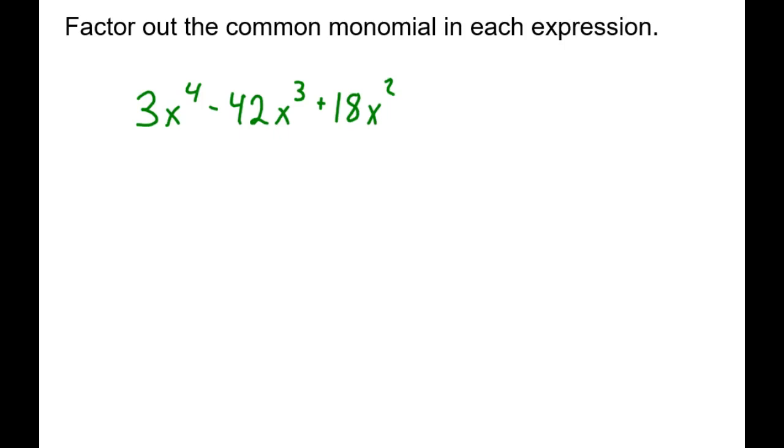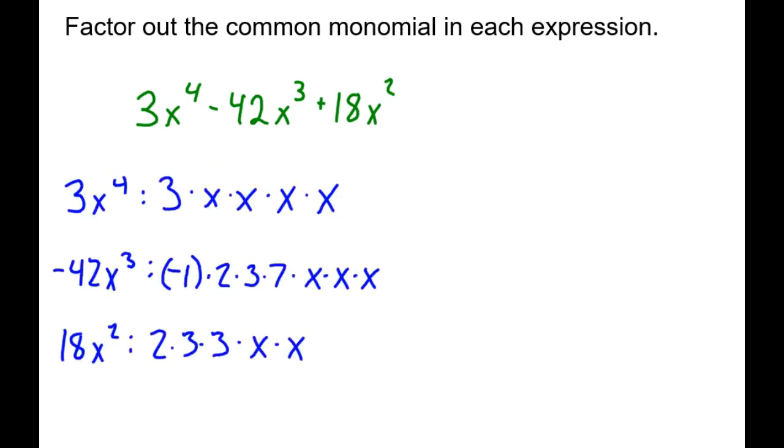Now to the last example in this lesson, we want to factor 3x to the fourth minus 42x cubed plus 18x squared. So we take all three of our terms and write the prime factorization for each term. Now that I have the prime factorizations for each term, I want to find the greatest common factor. Looking at the prime factorizations, I see they all have a factor of 3, and they all have 2 factors of x in common. So that is what I factor out in front of this expression.